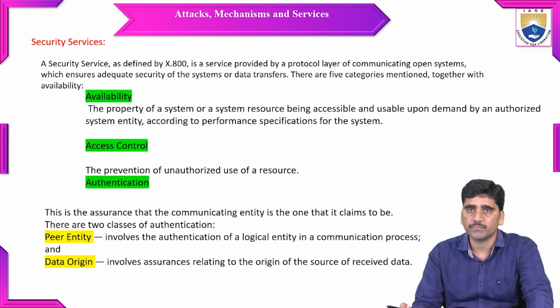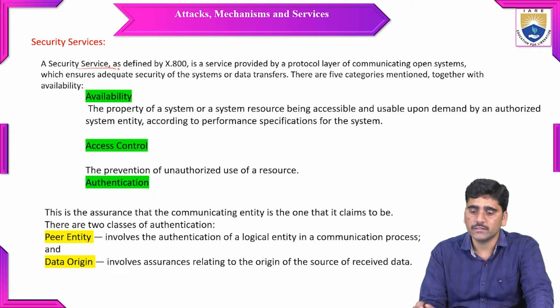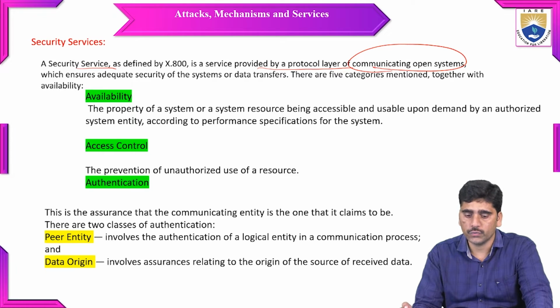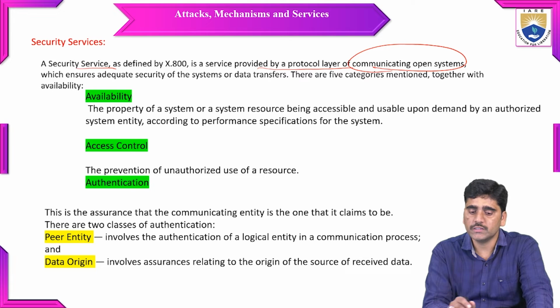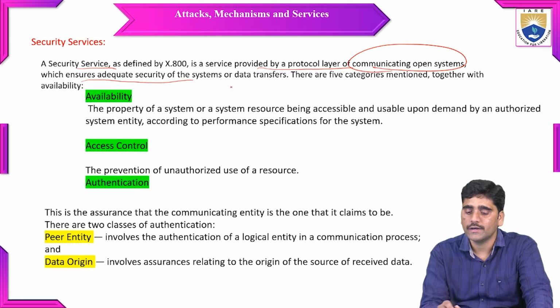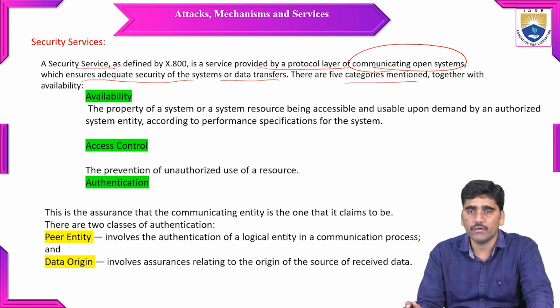And services. A security service is defined as a service provided by a protocol layer of communicating open systems. All the systems are communicating and open to share their resources, which ensures adequate security of the systems or data transfers. There are five types, starting with availability.